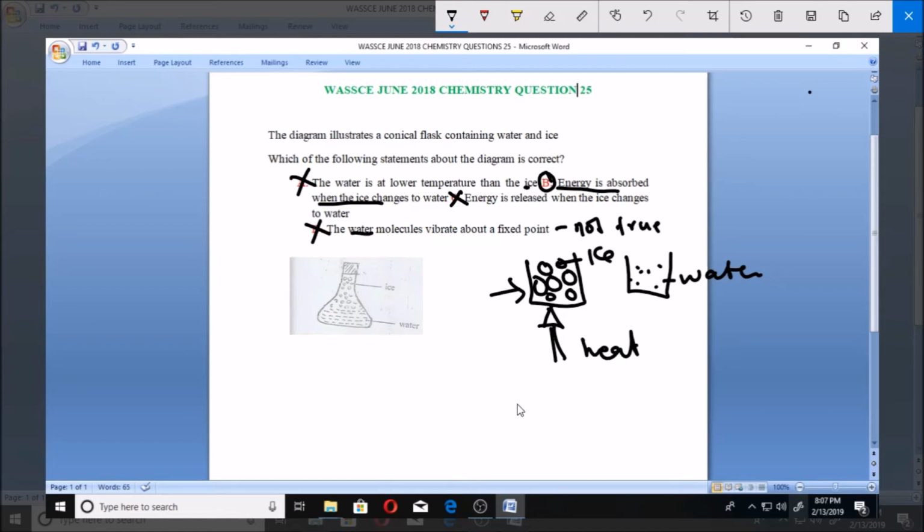So this is actually an endothermic process, because there is reception of energy.